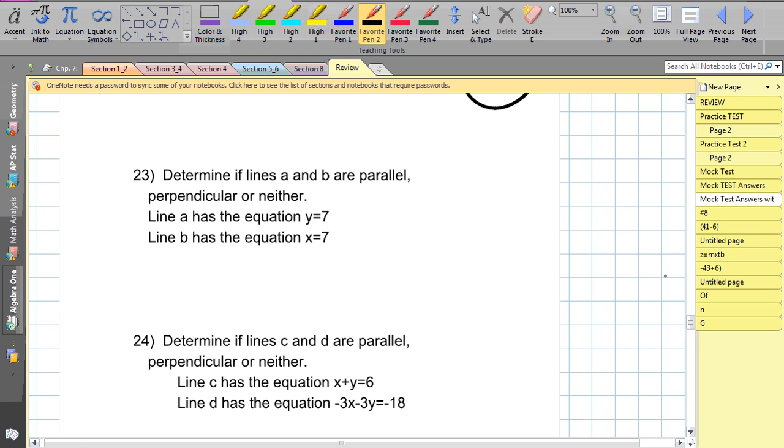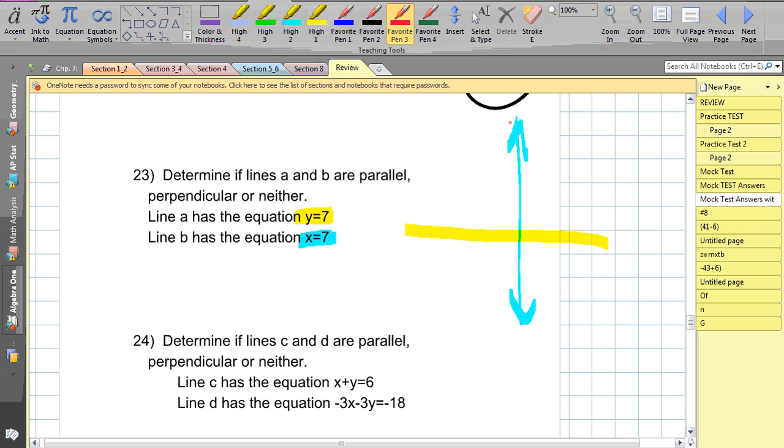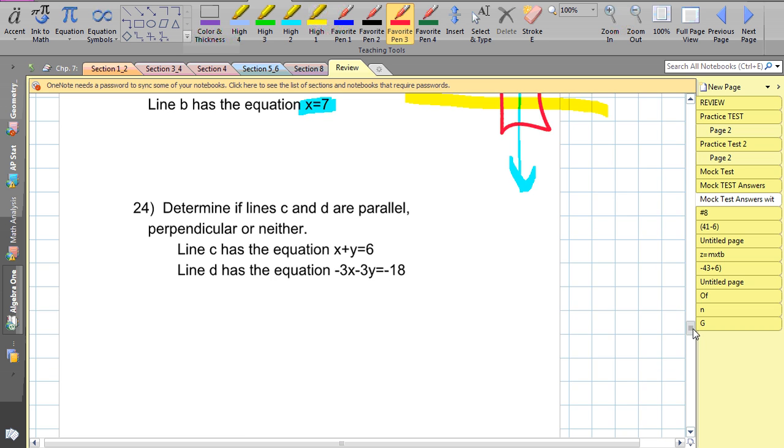23 in here is very tricky. Notice that's the equation of a line. That's the equation of a line. 7 is not the slope of these lines. If you remember, the yellow line in this case is a horizontal line, y equals 7. And the blue line is a vertical line at x equals 7. So if you have horizontal and vertical lines, guess what? You better realize that those are perpendicular. That's a little tricky problem in there. Those are perpendicular lines.